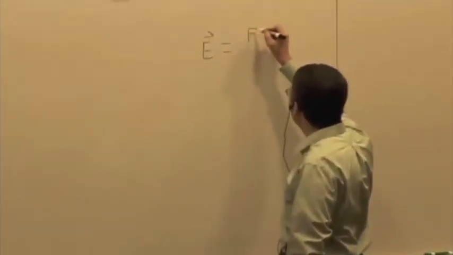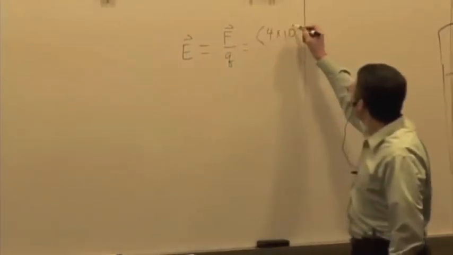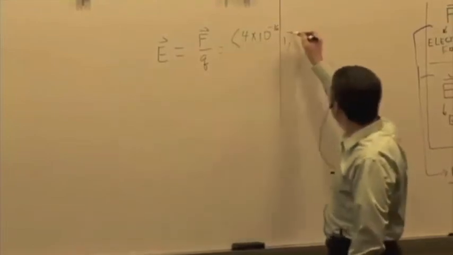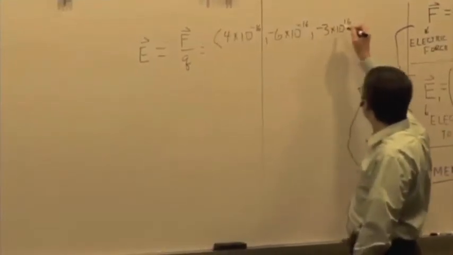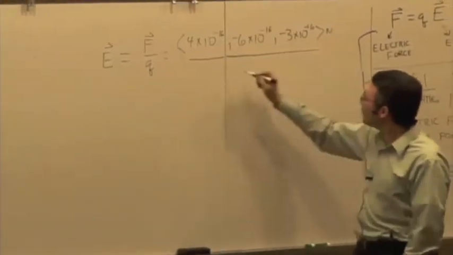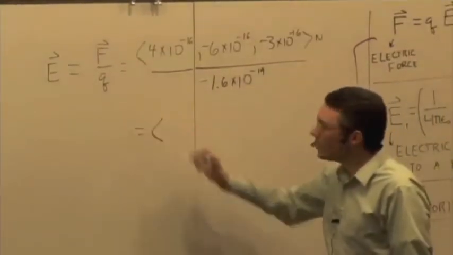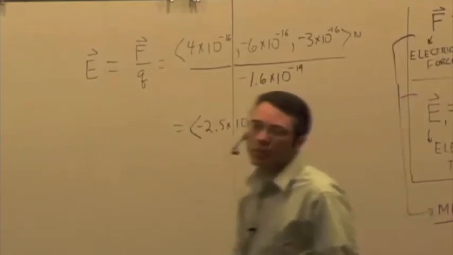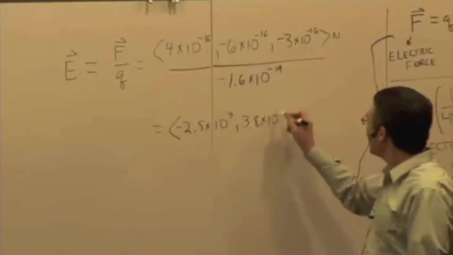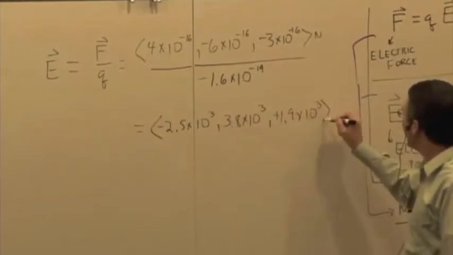And so when you're using just one simple equation, E is equal to F over Q, we have 4 times 10 to the minus 16, negative 6 times 10 to the minus 16, and negative 3 times 10 to the minus 16 newtons divided by an electron charge, which is negative 1.6 times 10 to the minus 19, and that'll flip the sign on all of the components, and so you should end up with negative 2.5 times 10 to the third, positive 3.8 times 10 to the third, and positive 1.9 times 10 to the third. Okay, and the units are newtons per coulomb.